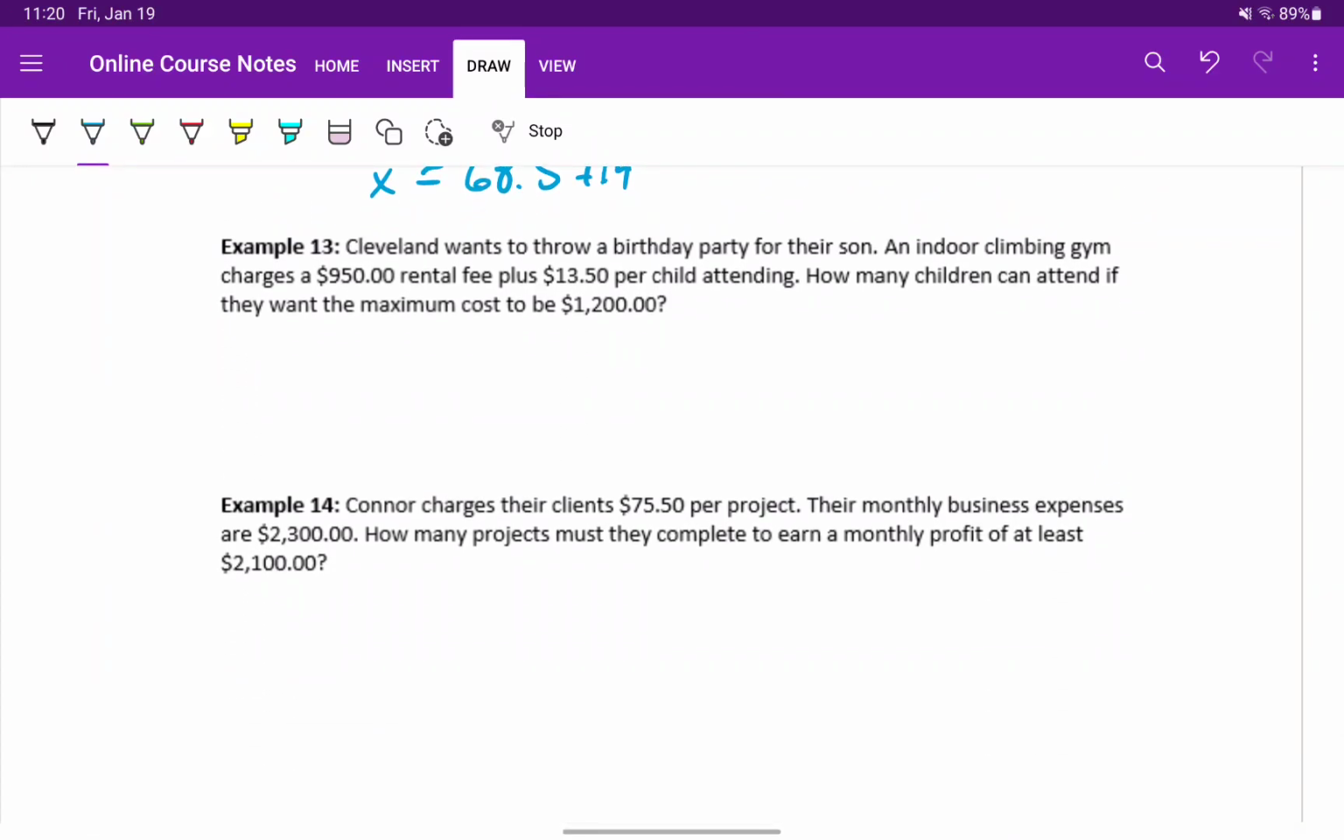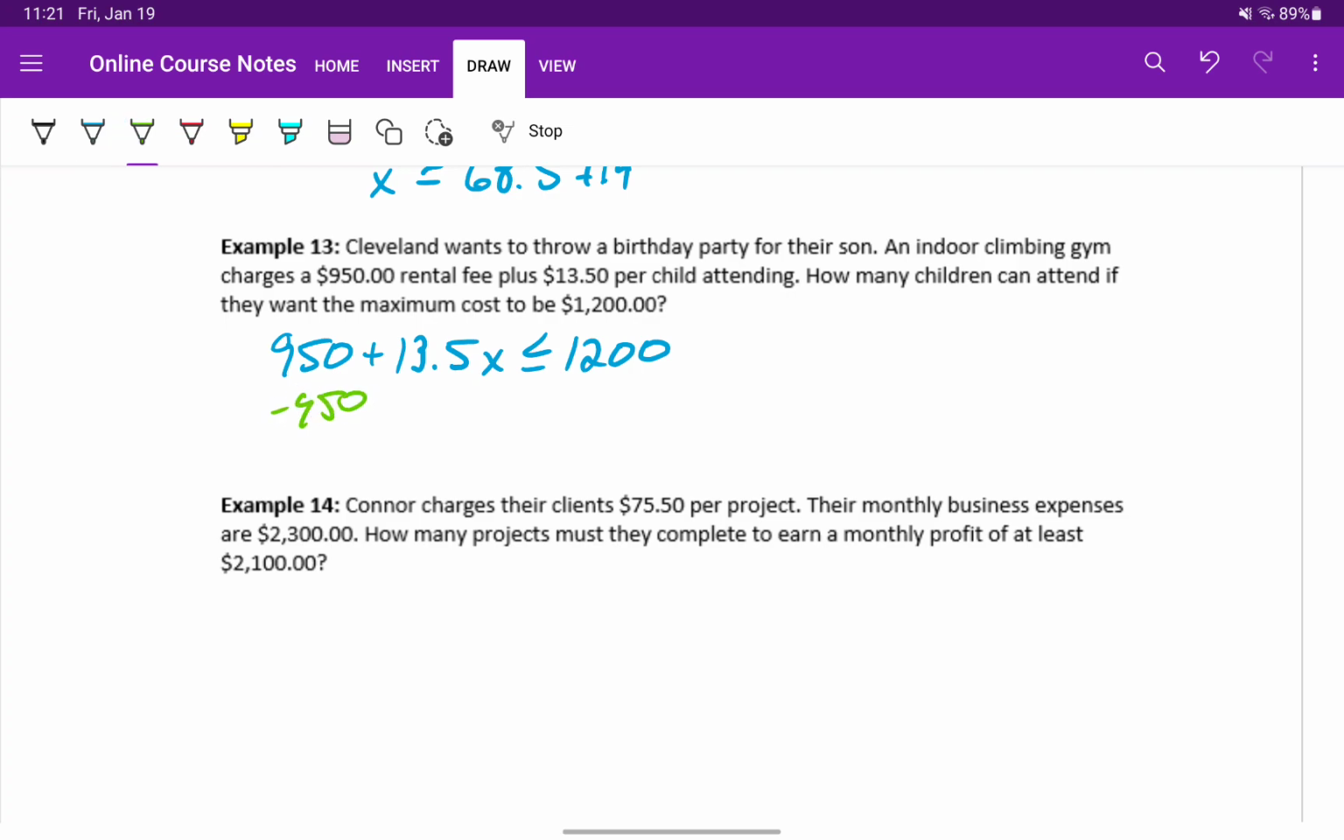In example 13, Cleveland wants to throw a birthday party for their son. An indoor climbing gym charges a $950 rental fee plus $13.50 per child attending. How many children can attend if they want the maximum cost to be $1,200? In this case, we have a fixed rate, which is that $950. We pay that regardless of how many people attend, plus a variable rate of 13.5x, since we pay $13.50 per child attending. We want the maximum cost to be $1,200, so we want this to be less than or equal to $1,200.